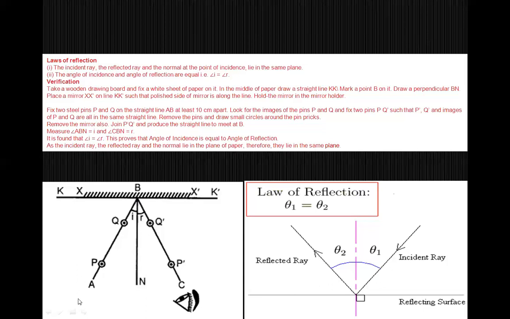Number one, the incident ray, the reflected ray, and the normal all lie in the same plane. Now see in this diagram, this is the incident ray, you have to draw an arrow on it. After that, this is the reflected ray, you have to draw an arrow, and no arrow on the normal. This is the reflecting surface, and it will prove both laws. The incident ray, reflected ray and normal all lie in the same plane. Second one is angle of incidence is equal to angle of reflection.